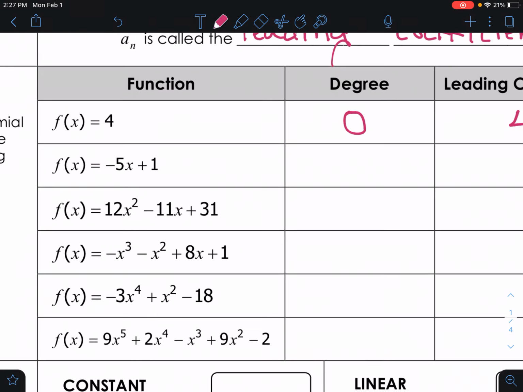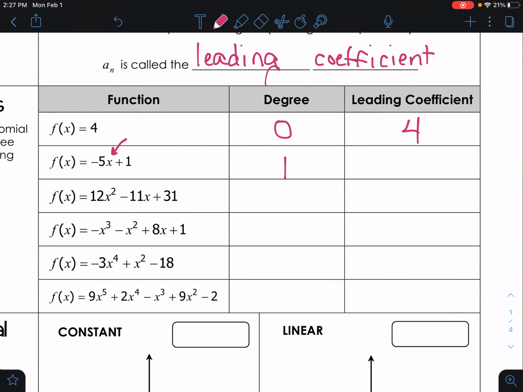So that might be a little confusing, so it might be easier to look at some of these other ones. So, all right, you've got degree. You're going to look here. What's the exponent on the biggest one? So in this case, we only have one x, and the power on that is 1. So that means that polynomial has a degree of 1. Okay, and the leading coefficient is negative 5, the number in front of that biggest exponent.